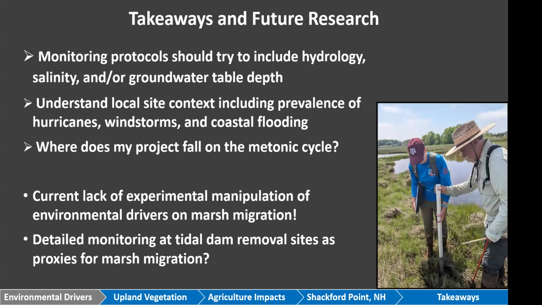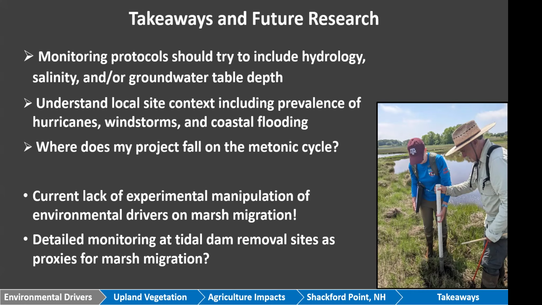So with that, I think there are just a few takeaways about environmental drivers. If you're thinking about future projects, I would highly recommend thinking about, in your monitoring protocols, whether it's pre or post project, monitoring hydrology or salinity or groundwater table on long timescales. By long timescales, I mean multiple months, maybe even up to a year, just to really get an idea of not only capturing those general flooding events, but also those really big pulse flooding events of king tides or coastal storms.